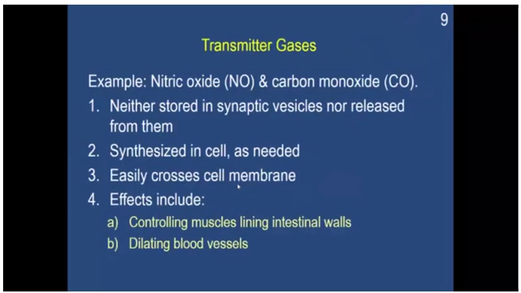There are also transmitter gases. Don't spend a ton of time on them because they don't have a major influence on behavior like all the other systems, and we don't have enough time to study all of them.